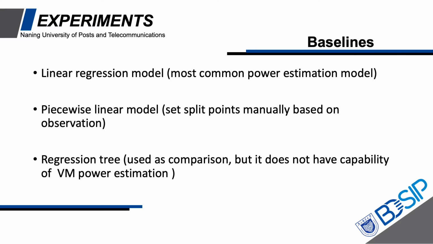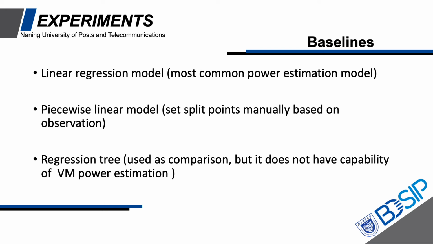In the experiments, we compare our model with these baselines. We first choose the least squares linear model as a comparison, which is the most common power estimation model. Secondly, based on observation, we segment the linear model with the cases of single core followed and dual core followed as the split points, dividing the original linear model into a 3-segment linear model.